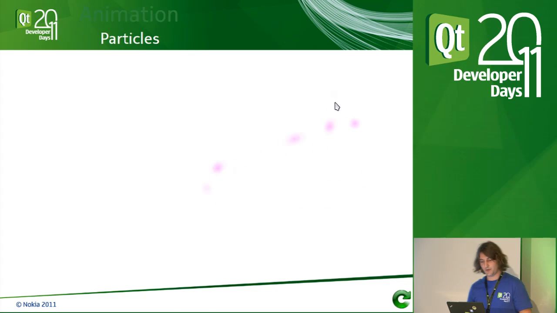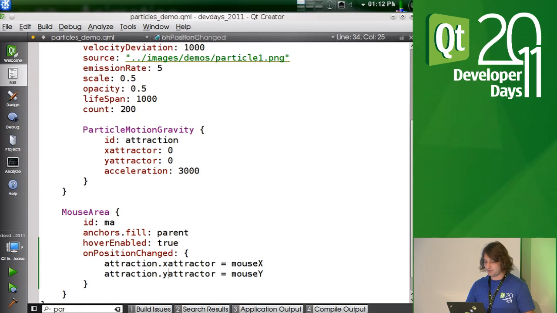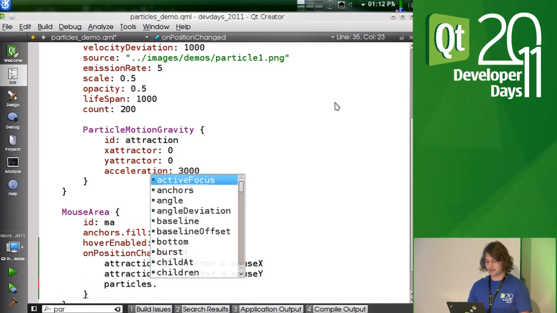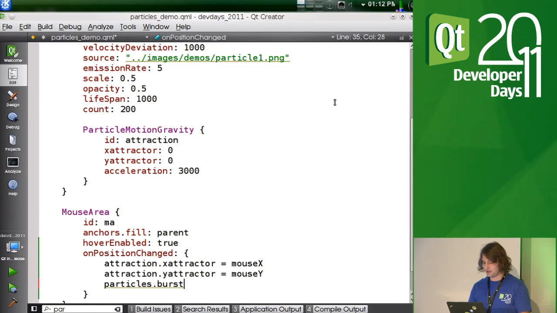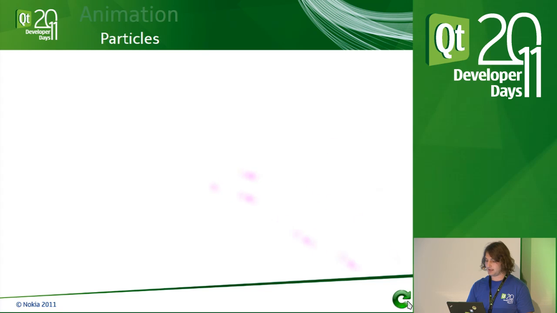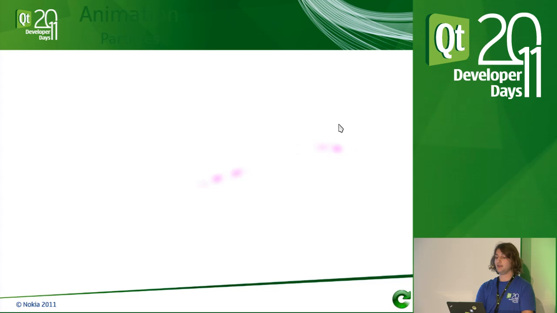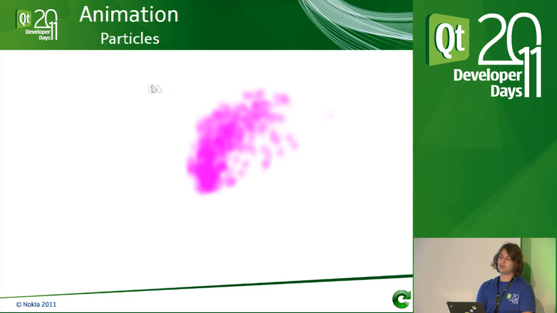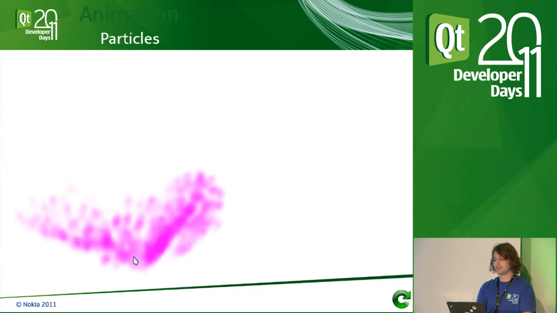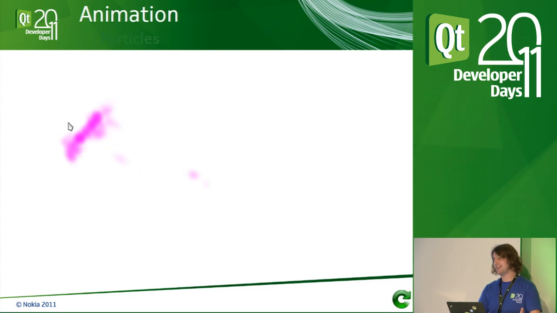Yeah, let's burst more particles. So particles burst because 5 are not enough anymore. So every time I do a mouse position change, I fire out 10 particles more. It's the burst. So when the mouse does nothing, just 5 particles. Whenever I move, it's like this. It's fun.